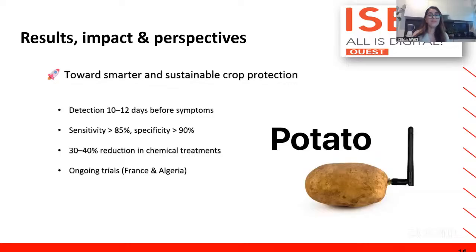As a result, on potato, under controlled conditions, detection occurs 10 to 12 days before visible symptoms. We have a high percentage of sensitivity and specificity. Field trials are currently ongoing. The objective is mainly to reduce the use of chemical treatment, leading to lower costs and reduced environmental impact.